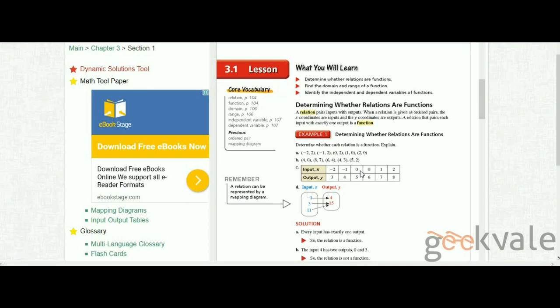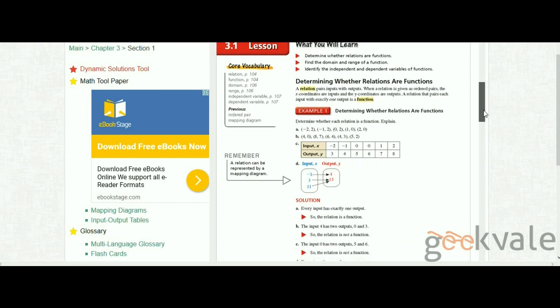C. Let's check if every input is unique. Oh, we got 5 output for 0 input and 6 output for 0 input as well. Two outputs share the same input, right? The input is not unique anymore, so not a function.